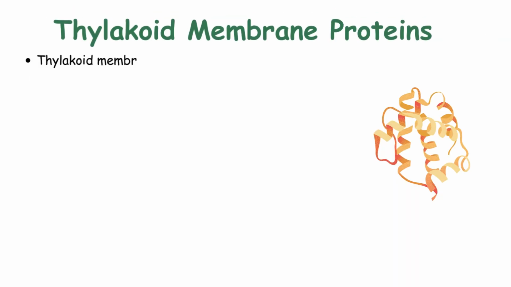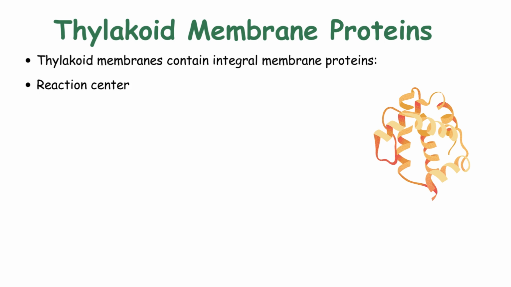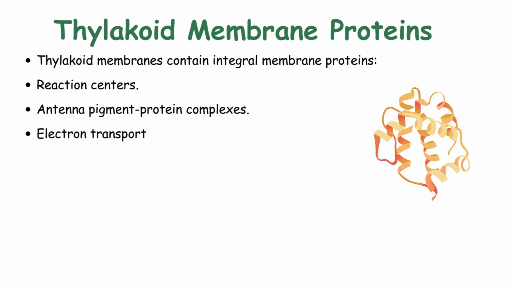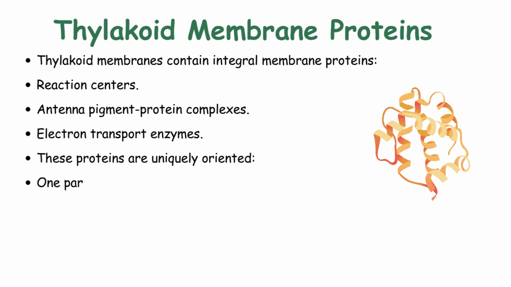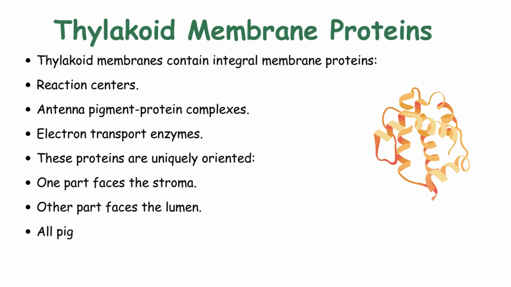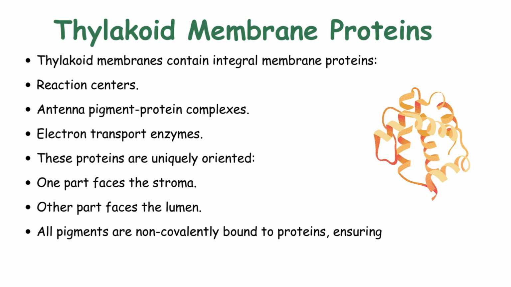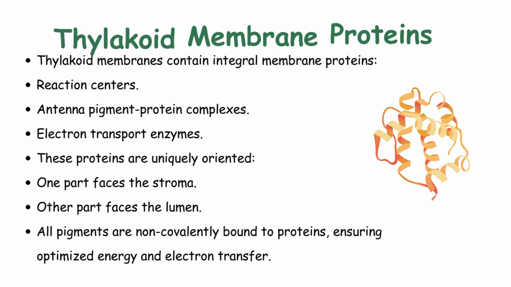The thylakoid membranes are embedded with critical proteins: reaction centers, antenna complexes, and electron transport systems. These integral membrane proteins are carefully arranged to extend into the stroma on one side and the thylakoid lumen on the other. This unique orientation is essential for efficient energy and electron transfer.